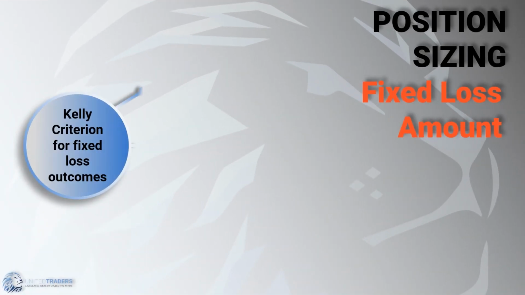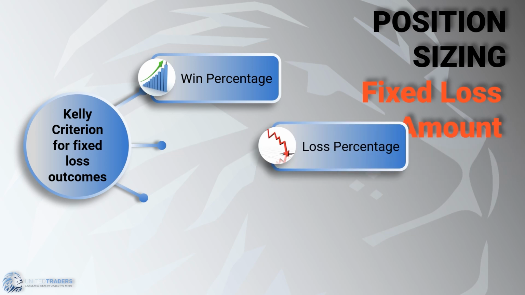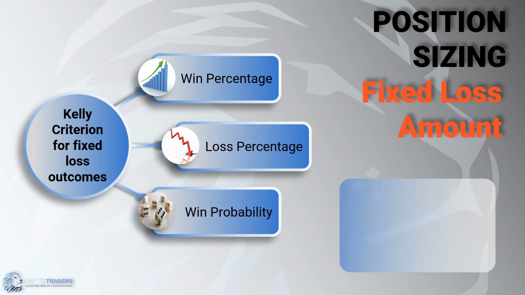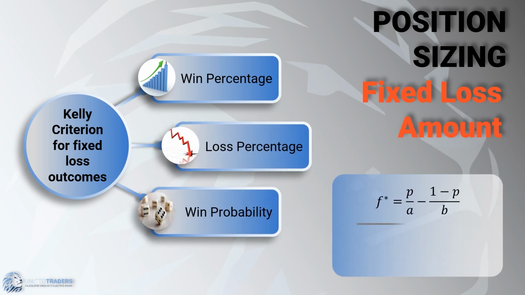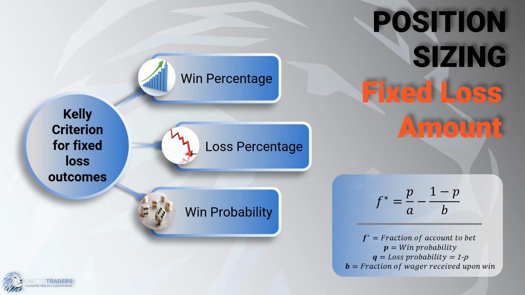When you lose less than 100% of the bet per loss, this form of the Kelly criterion can be used. It's very similar to the previous version, except that it accounts for a fixed proportion of the bet size being lost for each losing trade.